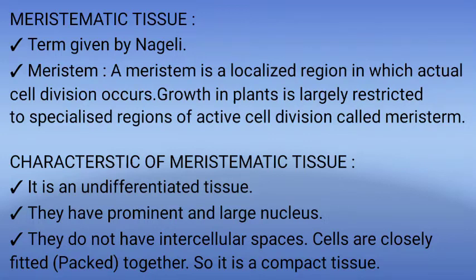Characteristics of meristematic tissue. Meristems are undifferentiated tissues. Meristems have a prominent and large nucleus. They do not have any intercellular spaces, which means in meristematic tissue, cells are closely fitted or packed together. That's why these are called compact tissues.